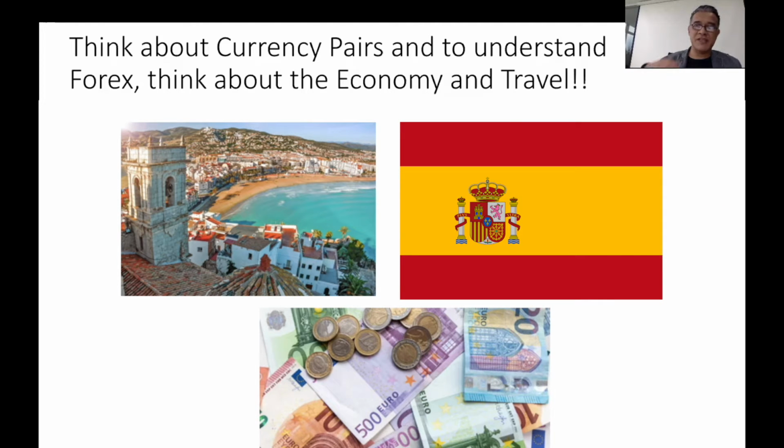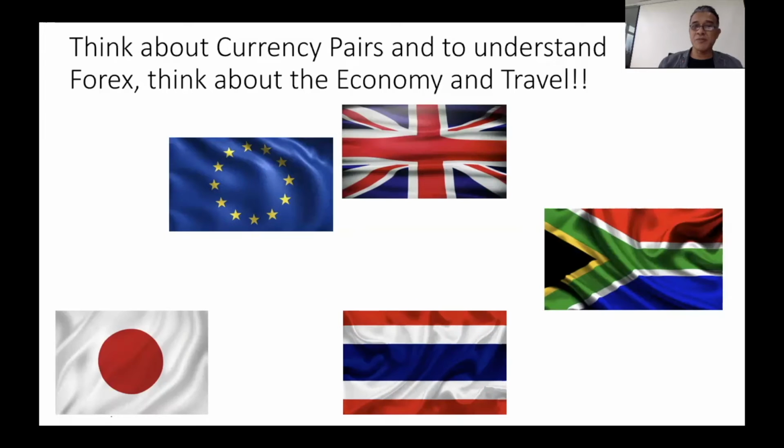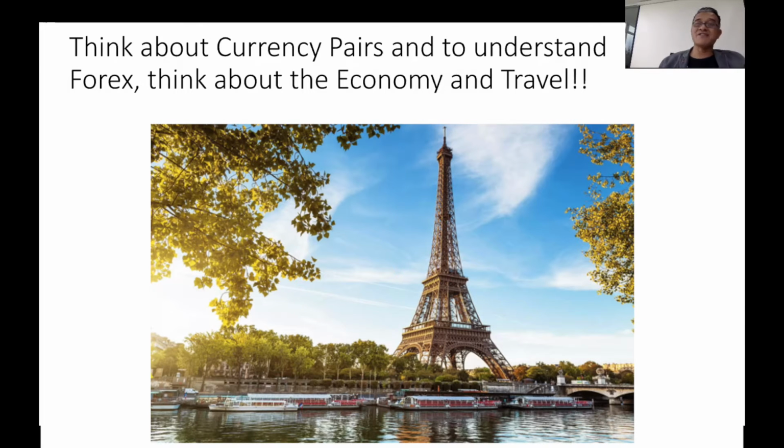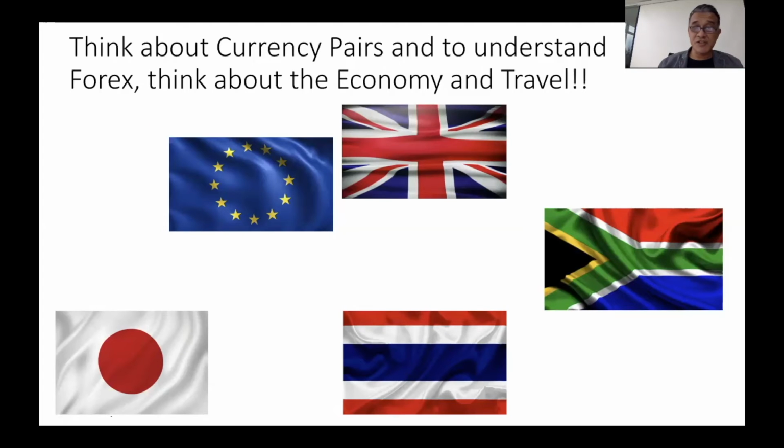Similarly, if you want to go to Europe, say you want to go to Spain, or even France, you want to go to Paris, guess what? You have to convert into the euro, because the French franc is not being used anymore. So is the Spanish currency not being used anymore, and you have to convert all that into euros. Now they use the euro currency, but what if you want to go to London?